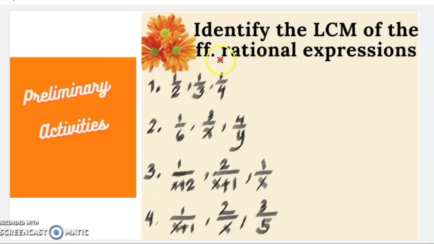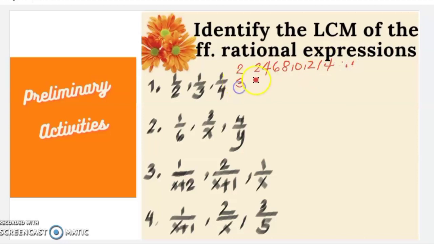In here, you are going to identify the LCM, or the least common multiple, of the following rational expressions. For number 1, 1/2, 1/3, and 1/4. So what is the LCM? To get the LCM, as a review, all you need to do is to identify the multiples of the denominators. So multiples of 2, we have 2, 4, 6, 8, 10, 12, 14, and so on. That is what multiple means.